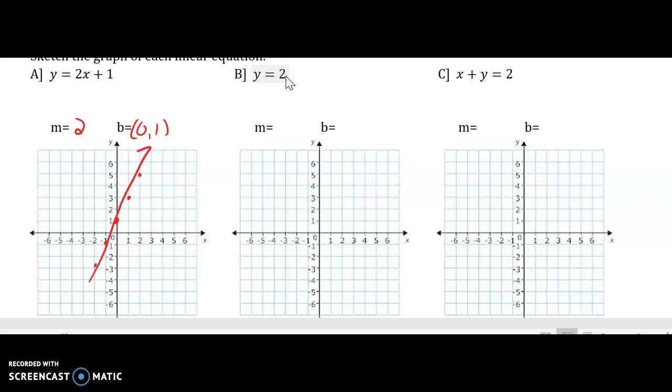I'll try my best to draw a straight line there. You've got the points on there. Okay, that's the first one.